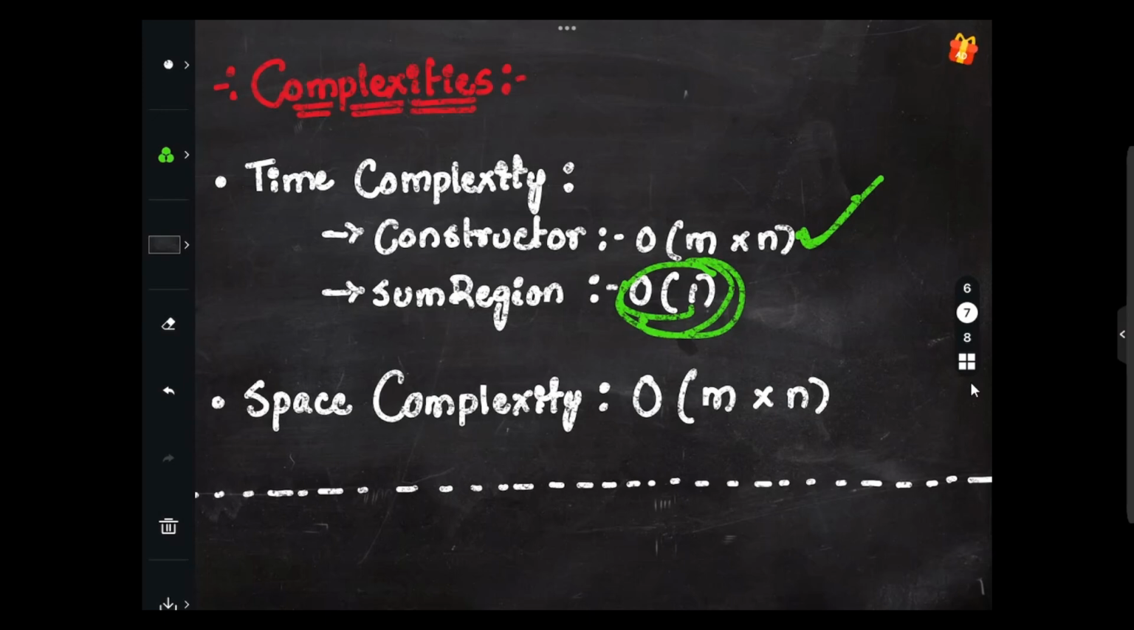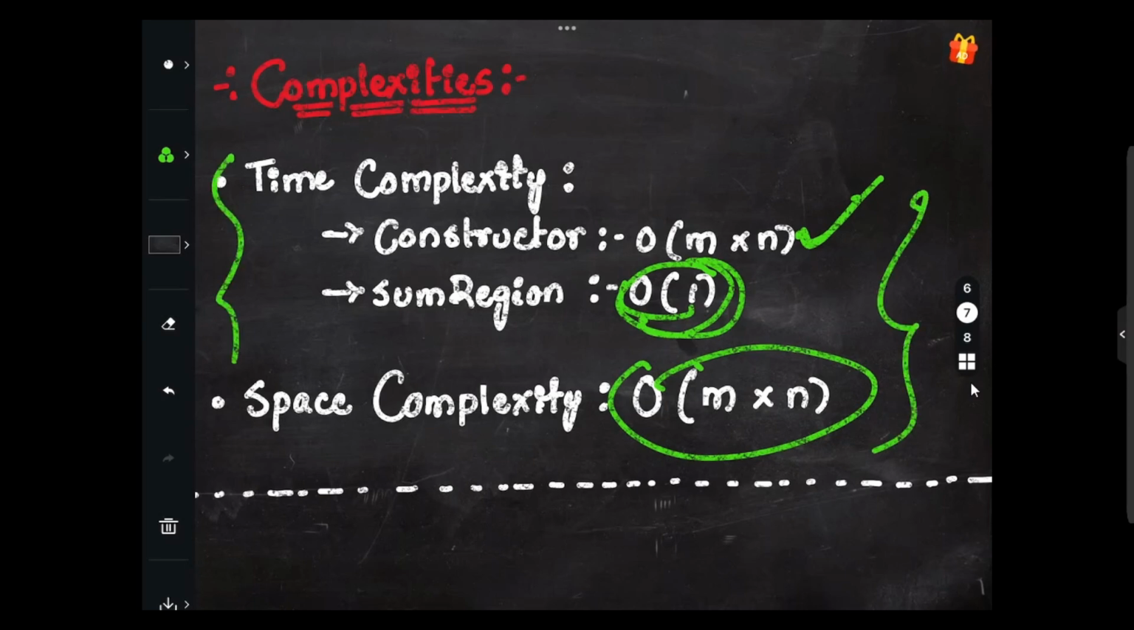So the space complexity would be big O of m into n, because in the worst case we have to store all the prefix sums in the hash map, right? So that is the reason space complexity is big O of m into n for this one. So the time complexity would be big O of m into n for the constructor, and for the sum region method it would be big O of 1, and the space complexity would be big O of m into n. I hope the complexities part is completely clear. Now, as we are completely familiar with the approach along with the complexities, let's start writing the code.